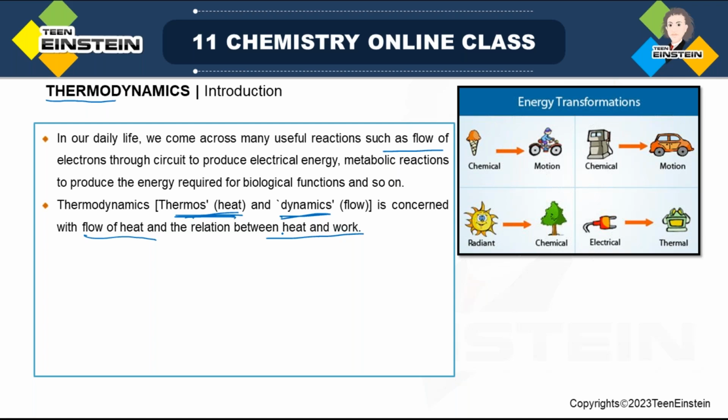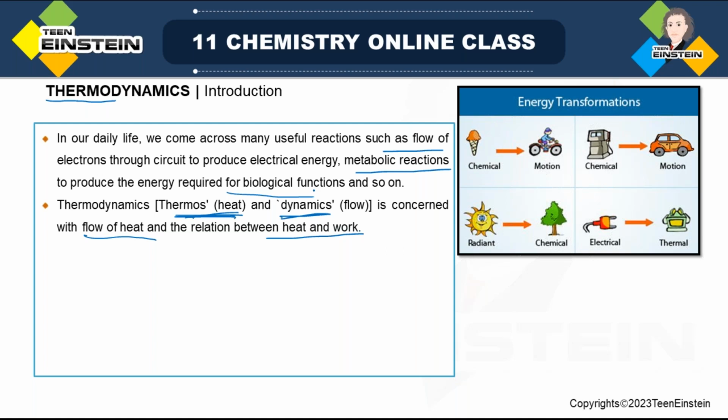So why does it occur? It is because of the flow of electrons through the circuit, producing electrical energy. Then another example is metabolic reactions that produce the energy required for our body to perform different biological functions. So these are very practical examples of heat flow, or how heat and work are converting to each other.